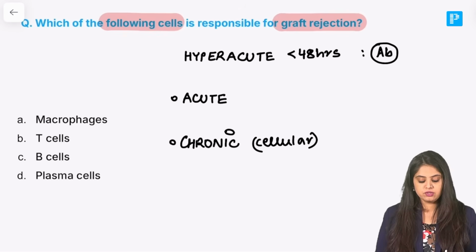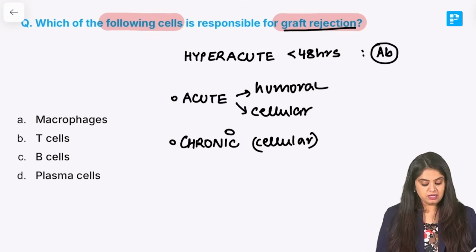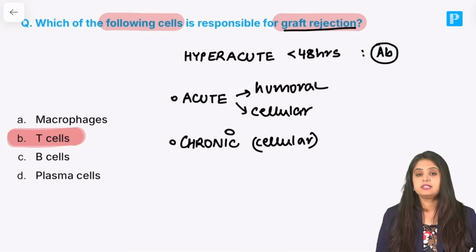Acute graft rejection is of two types. It can be to do with cells. It can be to do with antibodies also, so you call it humoral graft rejection. Now, whether acute or chronic, they didn't tell me that. They just said graft rejection. Whether acute or chronic, the cells that will be involved in graft rejection will be the T cells, the T lymphocytes, which is the answer over here.